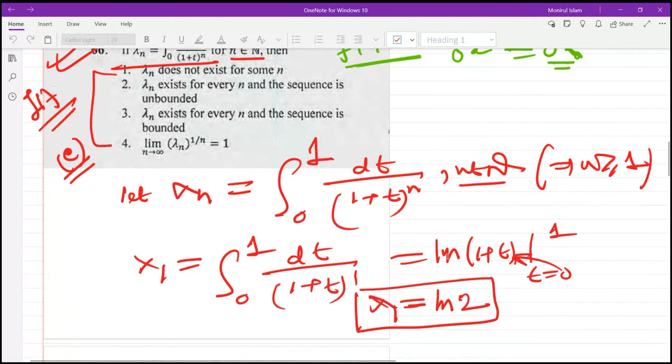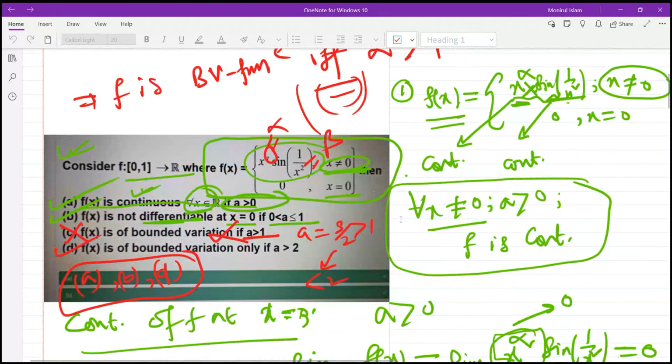I'm saying this so that you can understand. So, this question: f from closed [0,1] to R, function f is equal to x^a sin(1/x^2) when x is non-zero and 0 when x equals 0.